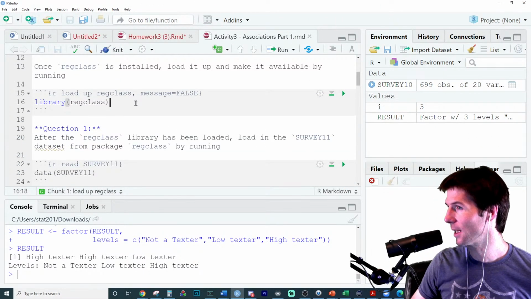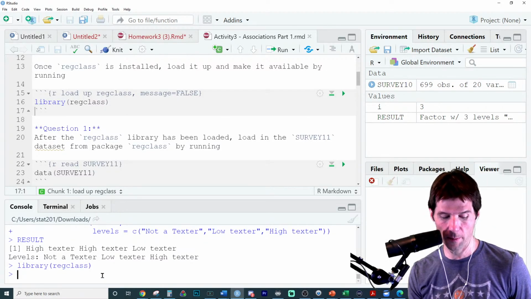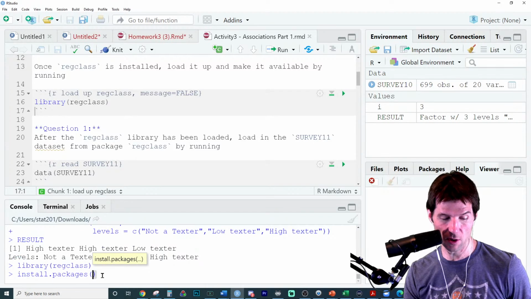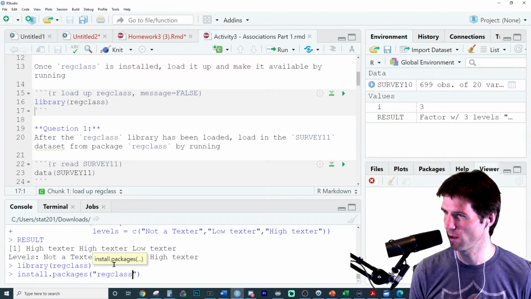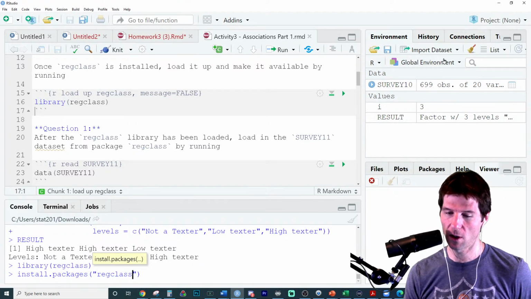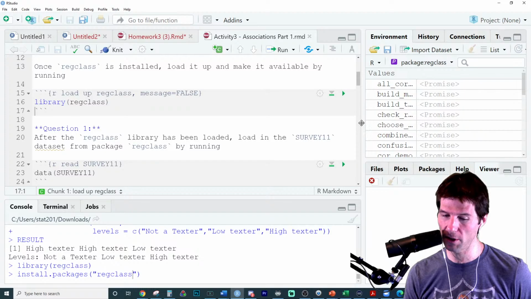Reg class is a package, as in you need to install it first. Make sure you do install.packages reg class if you don't have this installed. What you're basically doing is downloading software to your computer of sorts. Packages are where we get all our neat codes from. Here's reg class. It gives you all these cool things.